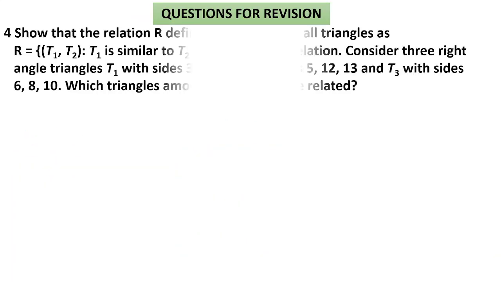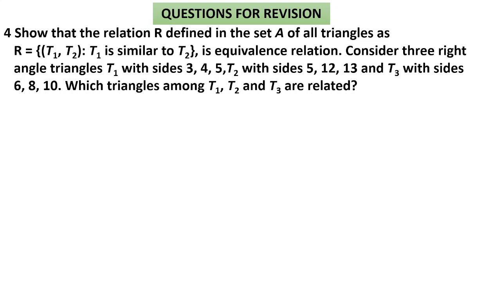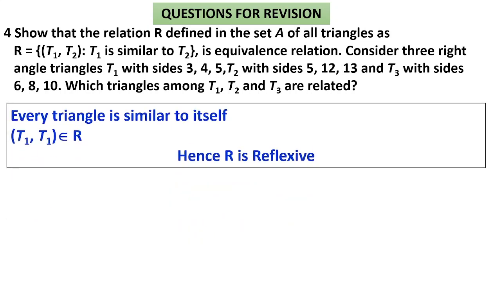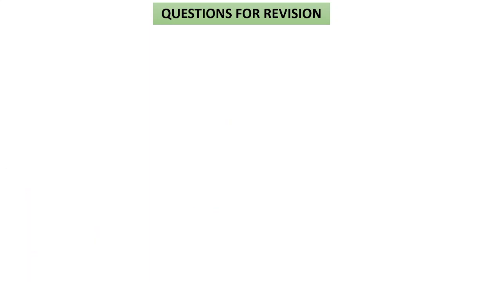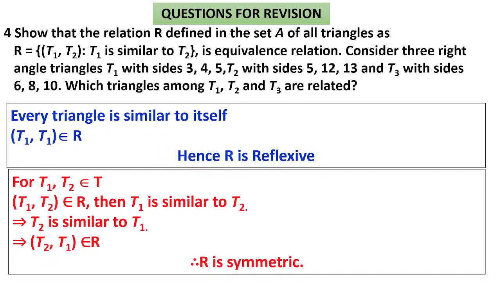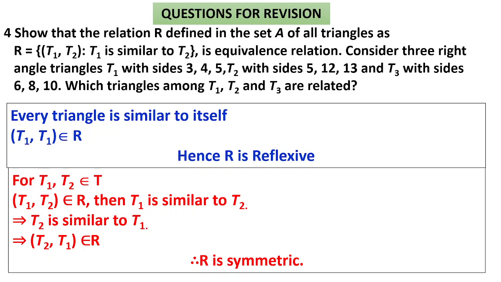Now show that the relation R defined on the set of all triangles, where T1 is similar to T2, is an equivalence relation. Sometimes they may ask you to prove with 3 triangles and check which is related to what. Okay, let us see that question later. First let us try to prove that it is reflexive. Every triangle is similar to itself, therefore T1 is related to T1, therefore R is reflexive.